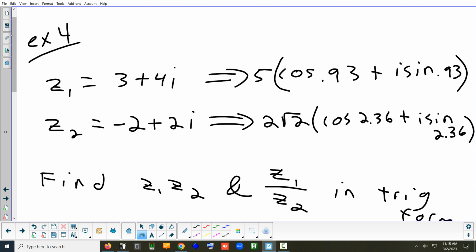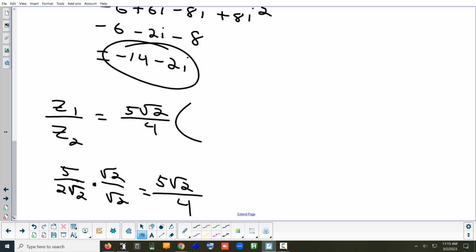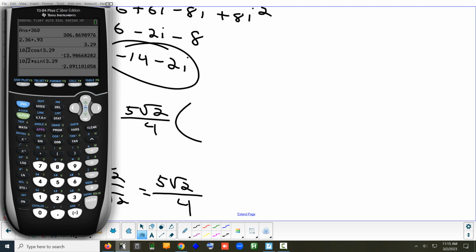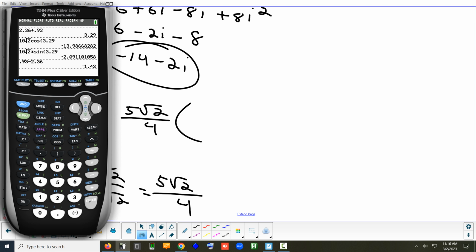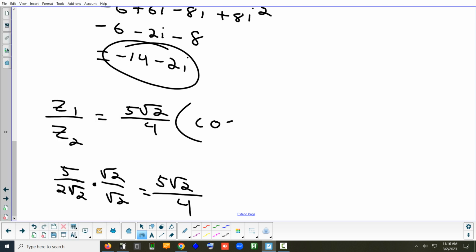And how are we going to get our angle? Subtract: 0.93 minus 2.36. So 0.93 minus 2.36 is negative 1.43.